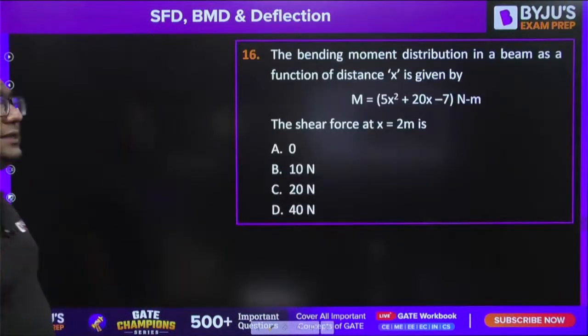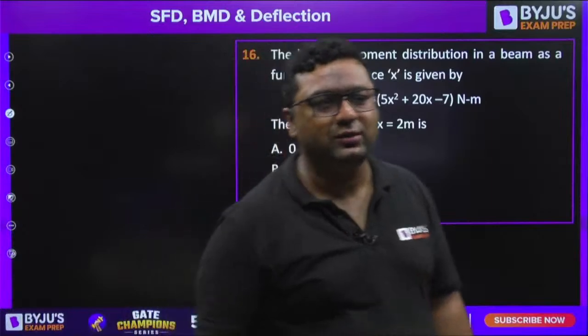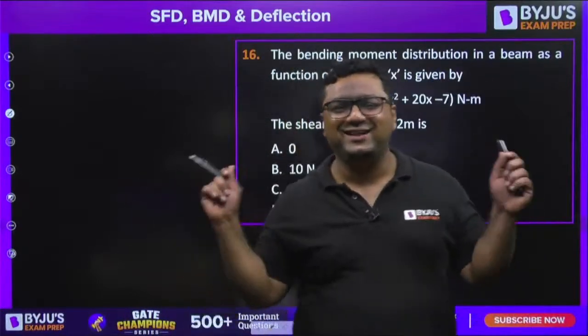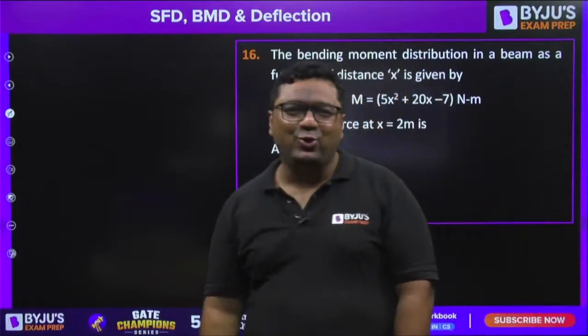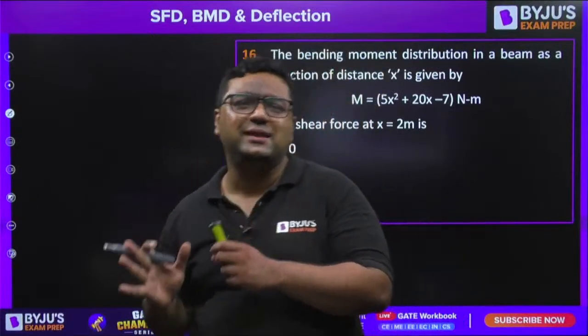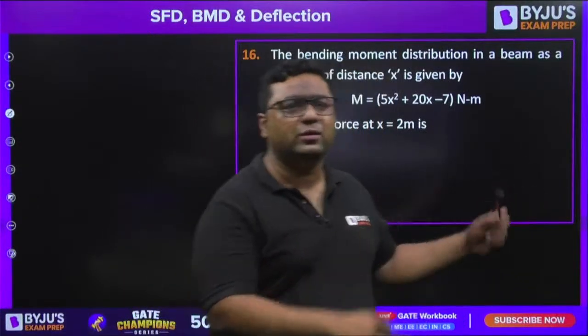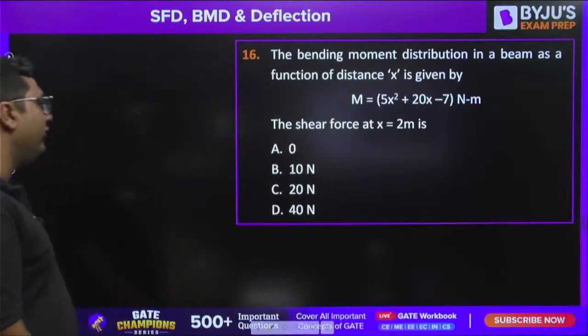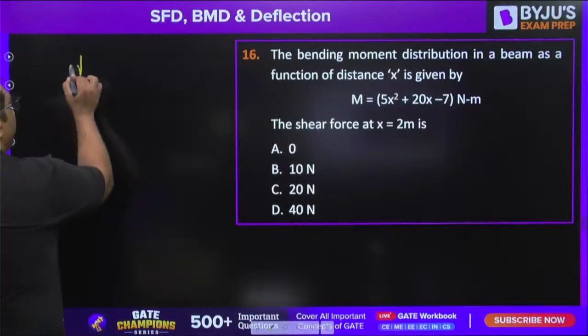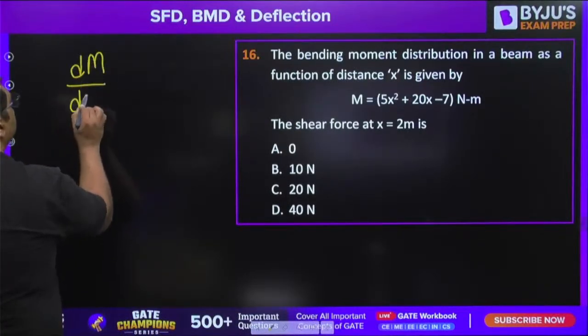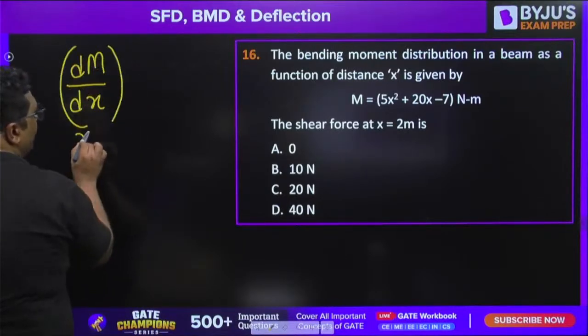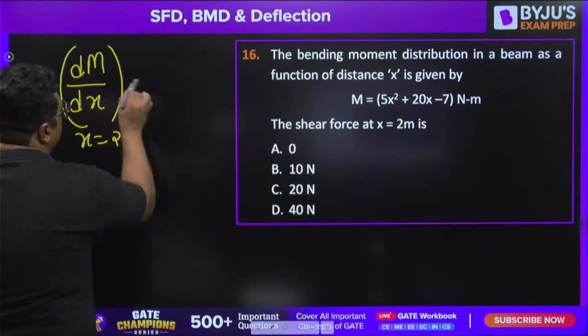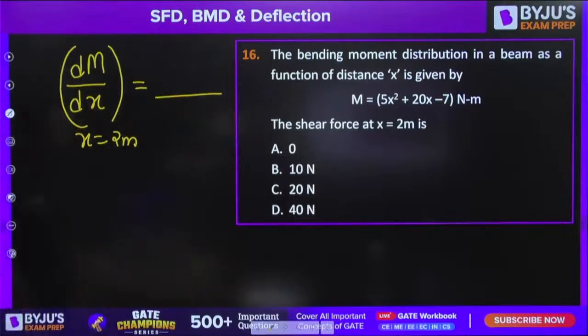Question number 16. This is the easiest question of the session. So I told you we have kept all basic, medium, average, good, tricky, lengthy, everything. You know dM by dx is the shear force at a distance of x equals 2 meter. Try to solve it, guys.